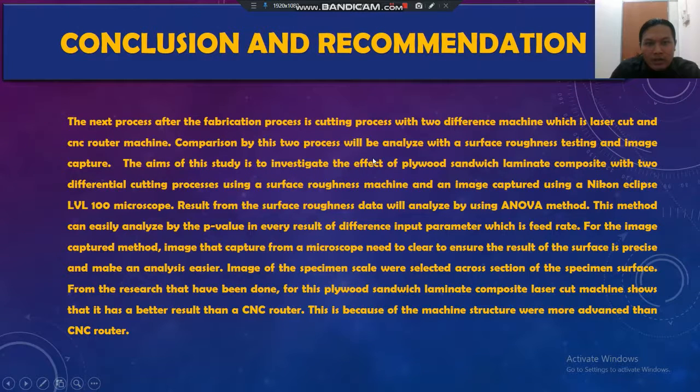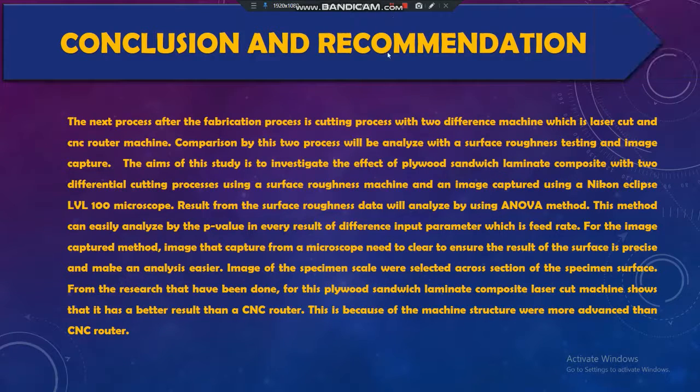So this is my conclusion and recommendation. The next process after the fabrication process is the cutting process with two different machines, which are laser cut and CNC router machine. Comparison of these two processes will be analyzed with surface roughness testing and image capture. The aim of this study is to investigate the effect of plywood sandwich laminate composite with two different cutting processes using a surface roughness machine and image capture using a microscope.